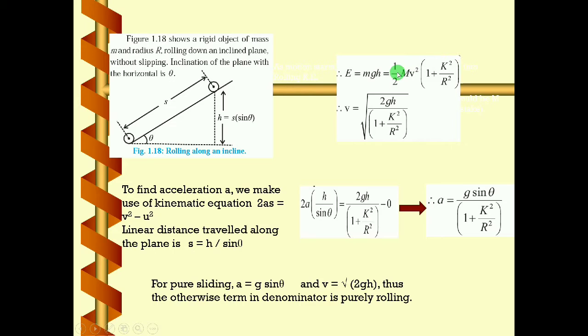From this expression, if we are writing linear velocity, we will get v equal to square root of, the 2 you can shift to the other side, so it will be 2mgh. m and m, both the mass of the body, you can cancel from both sides, so 2gh only. In the denominator we get 1 plus k square upon r square. This is the linear velocity of the rolling object.